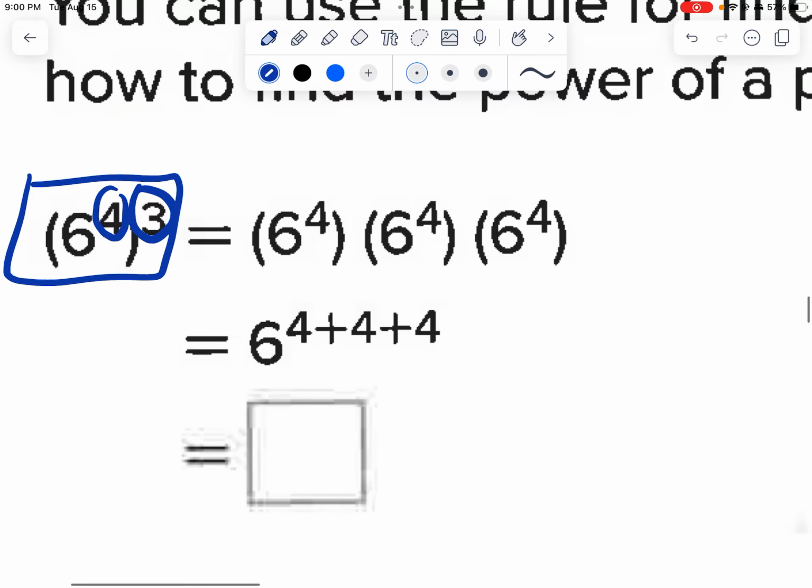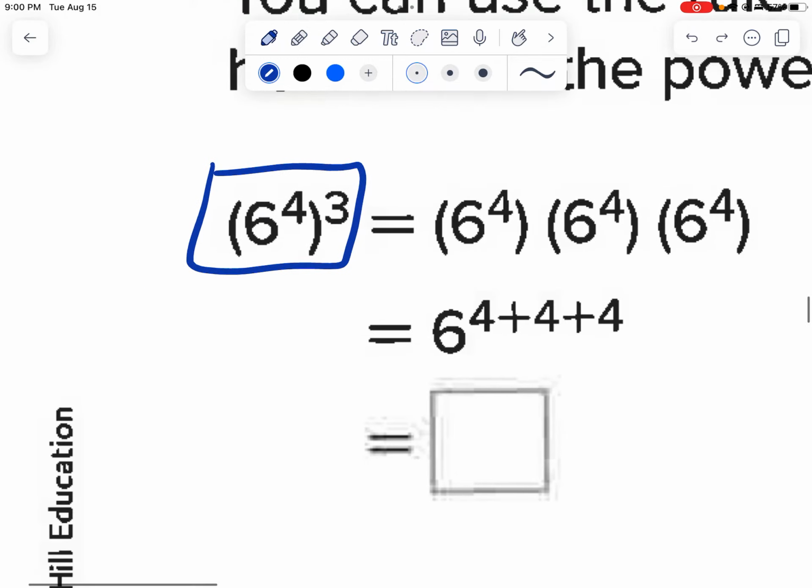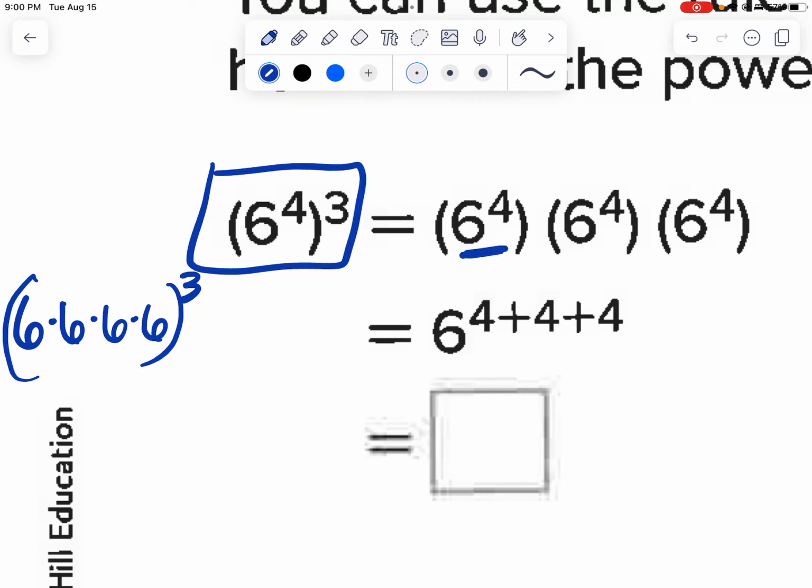What does this mean? Well, what this means is that I have 6 to the 4th, which is this right here, and all of that is written to the 3rd power. So I have 3 times I'm writing 6 to the 4th. And we learned in the last unit that if I have multiplication of the same base, 6, 6, and 6, that I add the exponent. So that is going to get me 6 to the 12th.